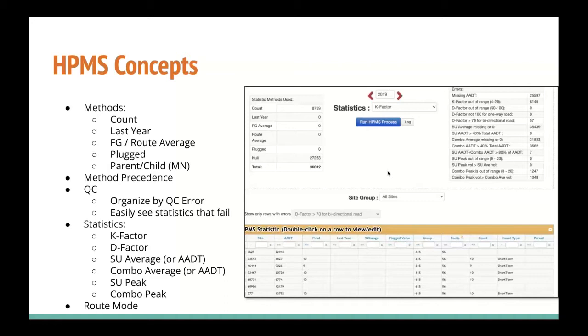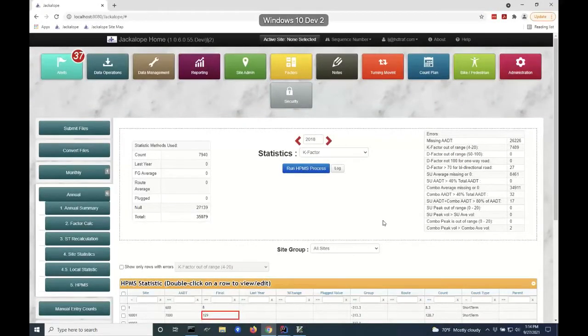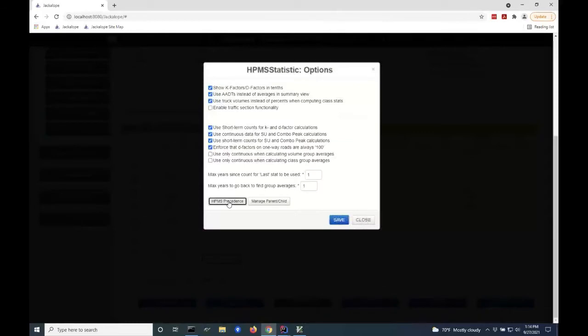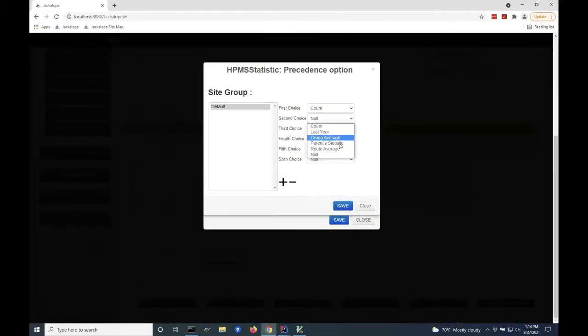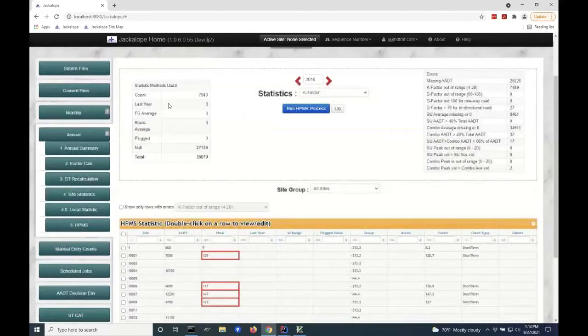A list for what these do, these being the statistic methods, like count, last year, factor, group average. What's in the drop-down that you had for the precedence options? Is that the same list? It should be. Maybe it's spelled differently or different abbreviations. Yeah, count, last year, group average, route average. So when I say knowing what they do, we kind of know what count does, but like last year, is there more information on that? You mean like you'd like a hover or something that explains that?